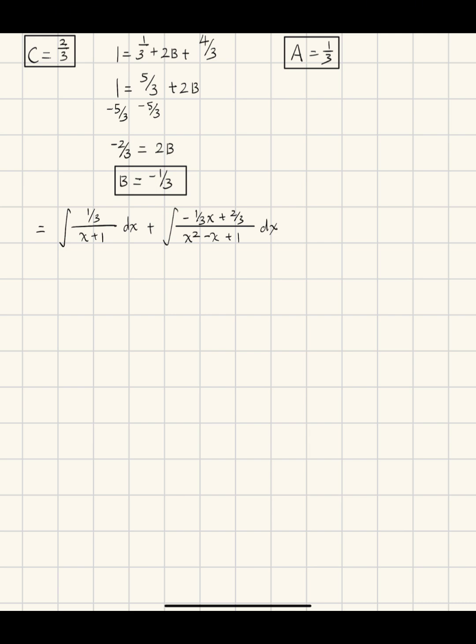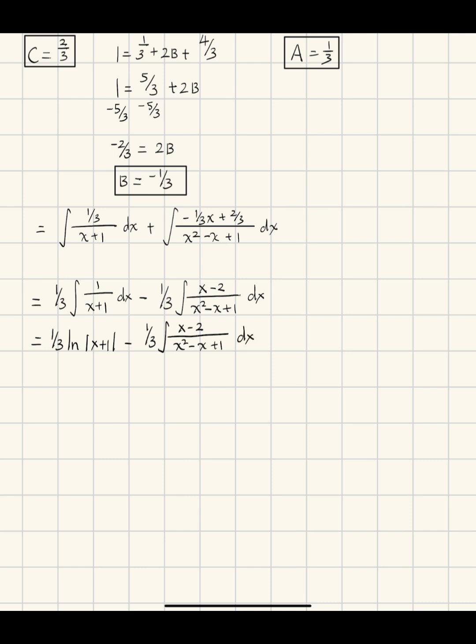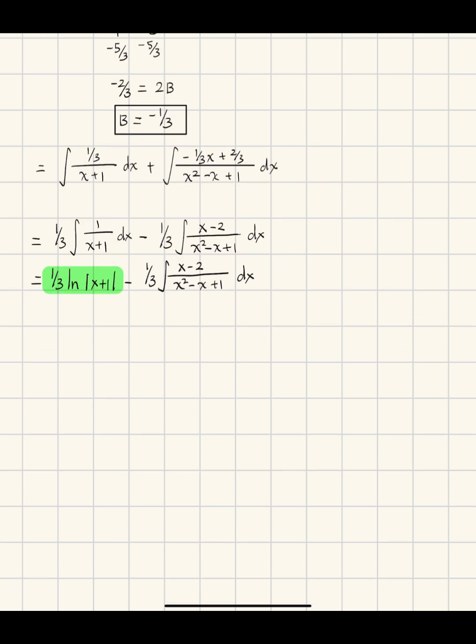Okay, now we're going to take out the constants that are inside the integrals. And for the second part, we're going to take out a negative 1 over 3. So now the numerator is going to be x minus 2. We can try to integrate the first portion of the integral, which is 1 over 3 ln absolute value of x plus 1, minus 1 over 3 of the integral of x minus 2 over x squared minus x plus 1 dx. We got the first part, and we'll deal with the second part right now.